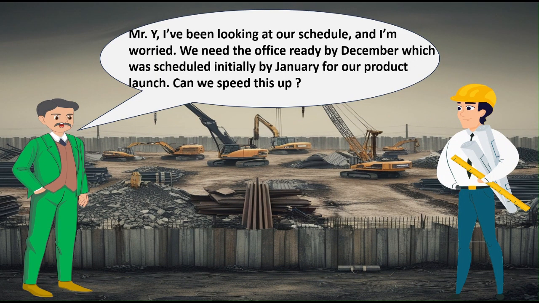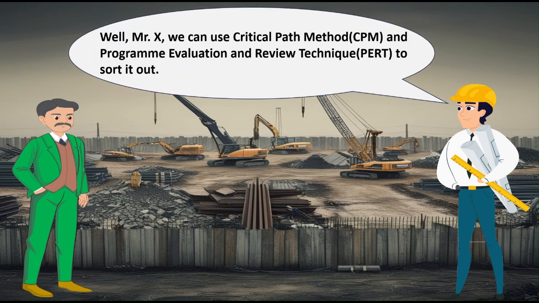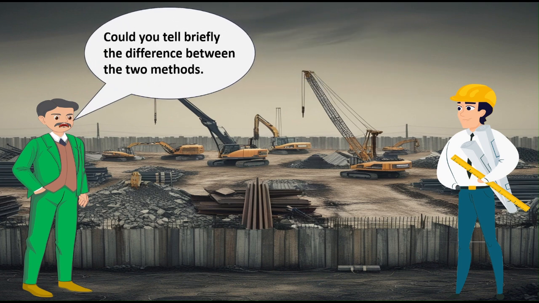Mr. Y, I've been looking at our schedule, and I'm worried. We need the office ready by December, which was scheduled initially for January, for our product launch. Can we speed this up? Well, Mr. X, we can use critical path method CPM and program evaluation and review technique PERT to sort it out. Could you tell briefly the difference between the two methods?